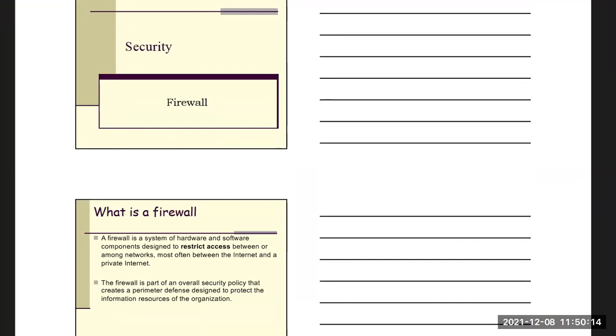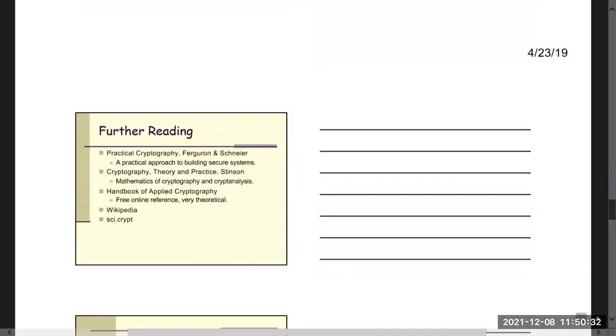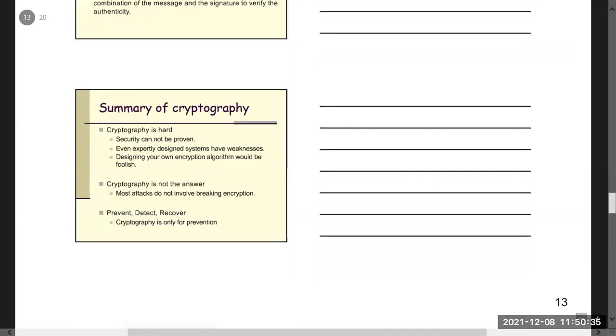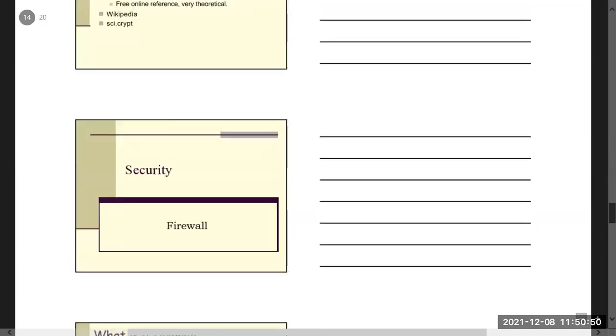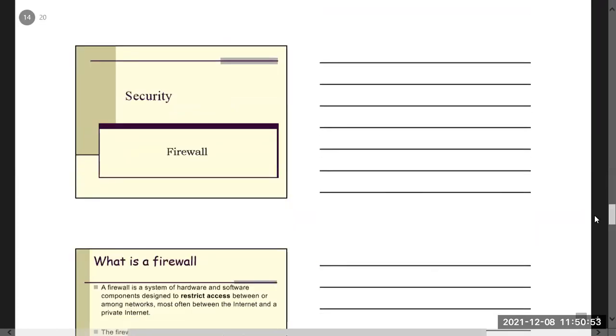In the last class of the cryptography part that I am taking, I last discussed the Diffie-Hellman key exchange. We saw what the Diffie-Hellman key exchange is, and why cryptography is used even if it is hard enough. Cryptography alone is not the answer, because most attacks do not involve breaking encryption. We have already discussed that. Today we will start discussing the firewall concept.